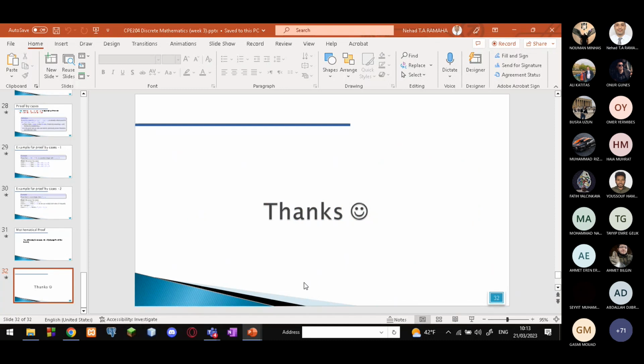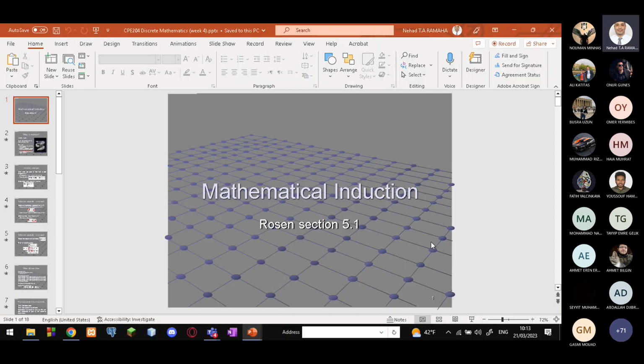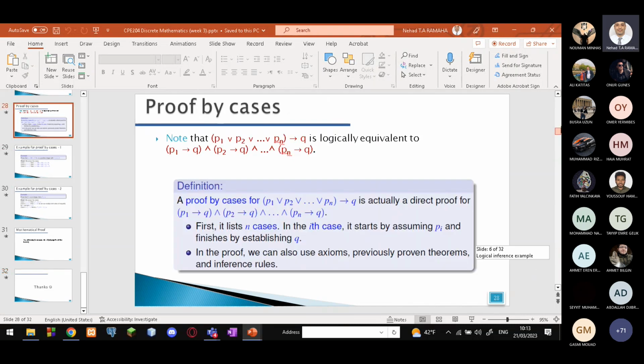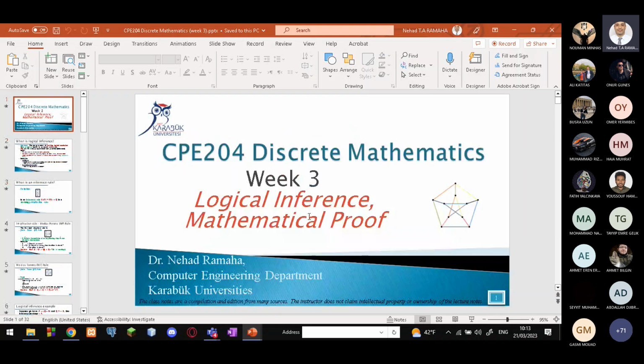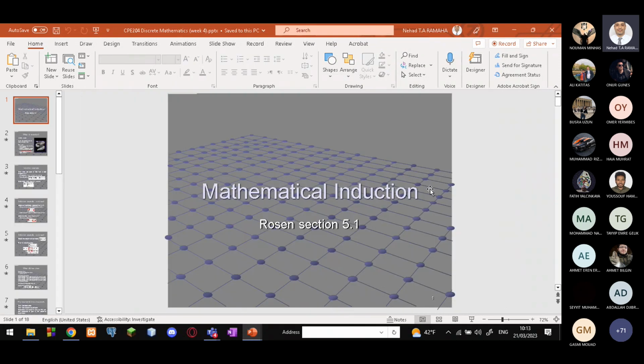Today we have another subject related to mathematical proof, which is mathematical induction. As you can see here, the style is a little bit different because this slide is from the book, so it's not prepared by me. That's why I cannot write my name on it. But let me just at least mention the week.